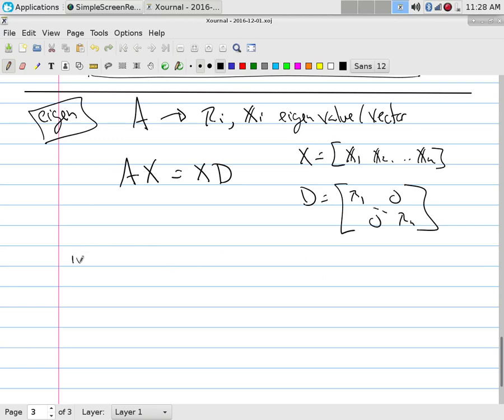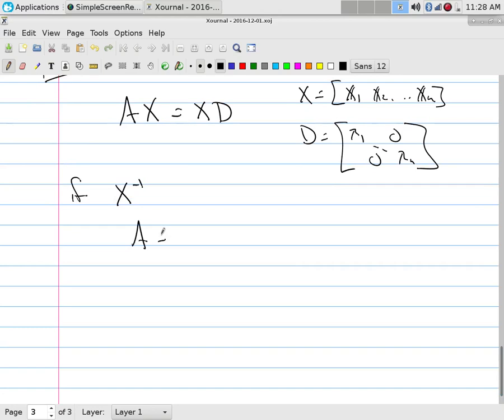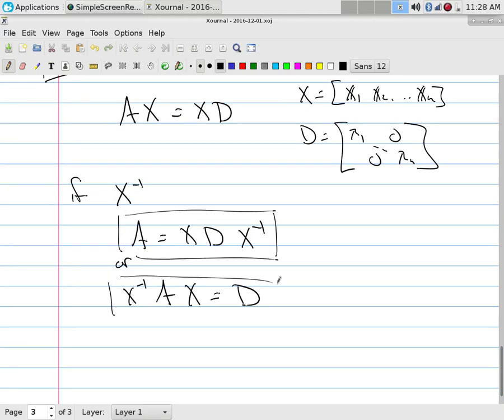But on the other hand, if the inverse exists, we could take two variants of this. We could say A is equal to X D X inverse, or if we wanted to, we could say that X inverse A X is equal to D. The first one is called a factorization, the second one is called a diagonalization. Because A is being turned into a multiplication of matrices, that's a factoring. A being multiplied by stuff becomes a diagonal, that's a diagonalization, right? So that's a factorization, this is a diagonalization.